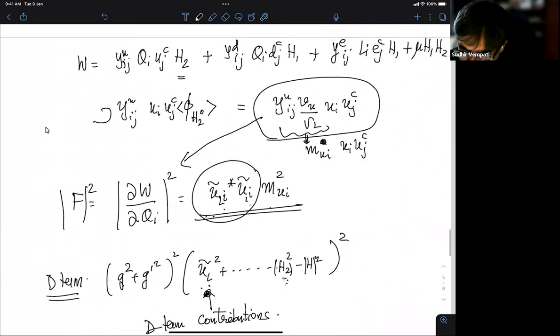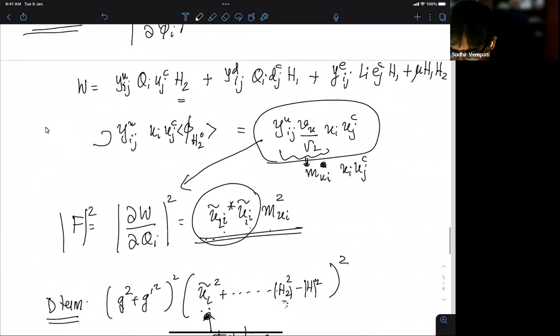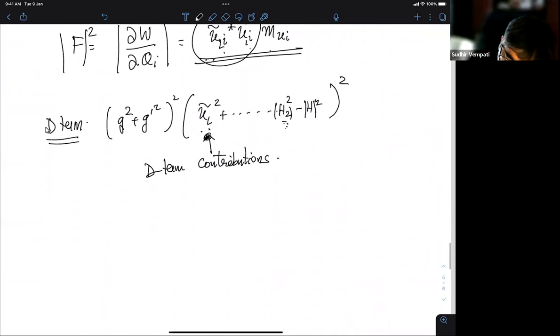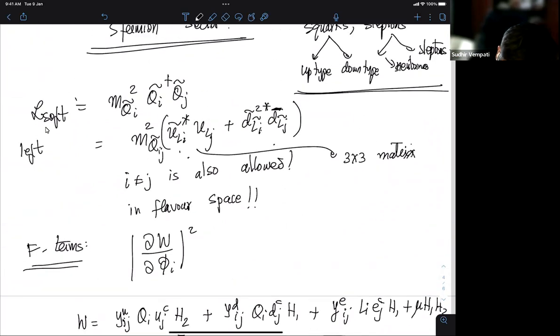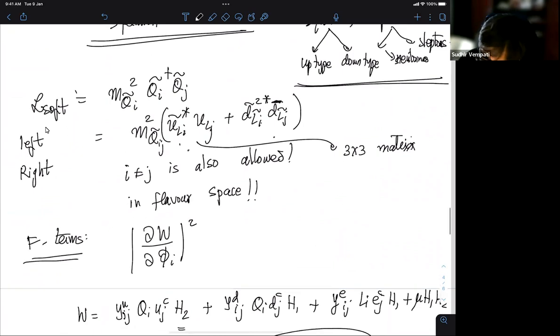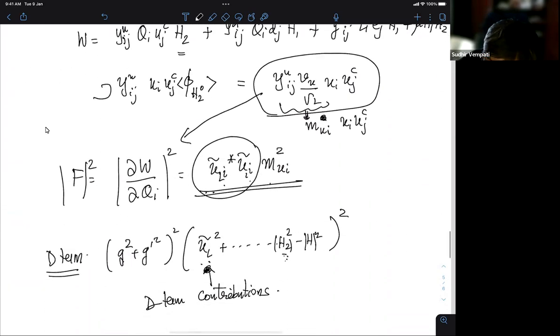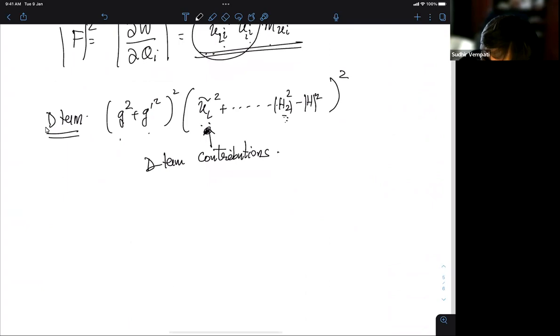Now, similar things you can write down for the right-handed part also. The F terms, soft terms, left and right, they're symmetric, sort of, right? In the right-handed part, the D terms will not contain g square, they will only contain g prime square, because right-handed doesn't participate in SU(2) interactions. So then what about left-right mixing?